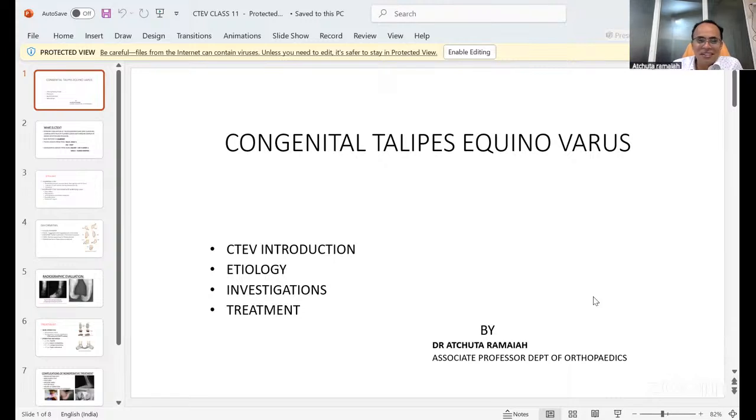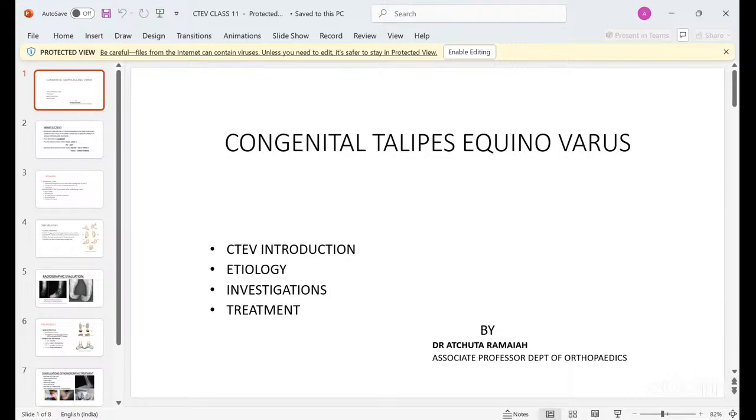I have one doubt about CTEV, Akshatrama. Is it diagnosed antenatally? Yes, it is diagnosed. So in the antenatal scans, we can ask that. I mean, if we have any doubt, or is it possible, suppose one sibling has it and the subsequent sibling also may have it? Is it possible like that? Yeah, it is possible.